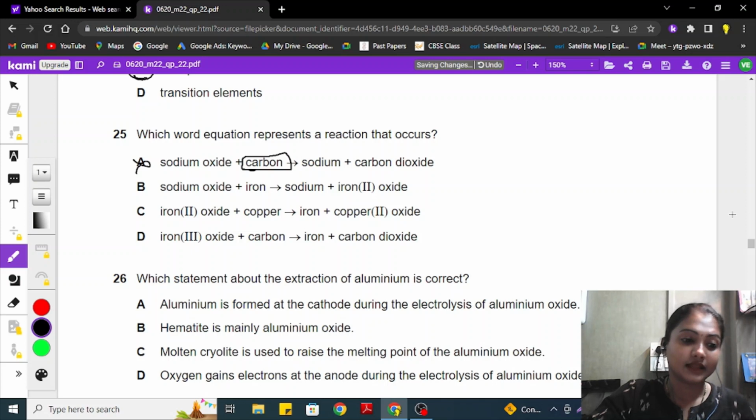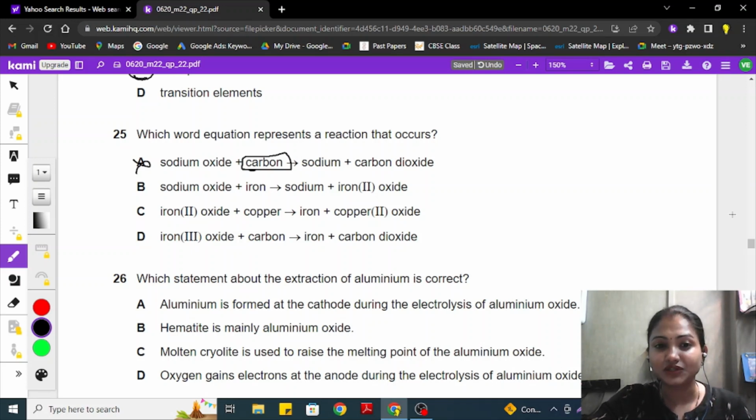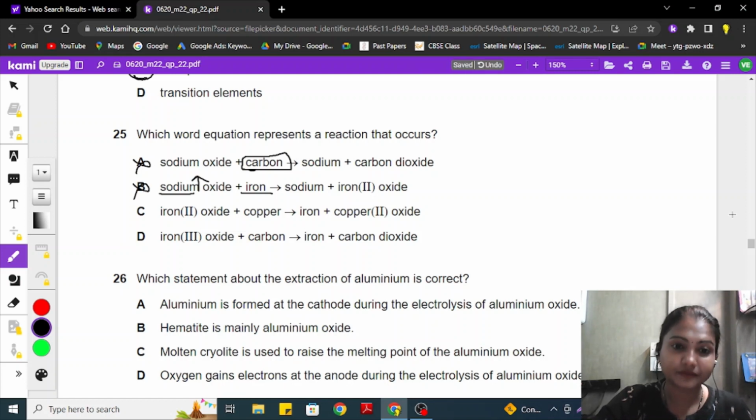Okay. Then let's move to the next reaction. Sodium oxide is reacting with iron. It is forming sodium and iron oxide. Now, this is also not possible. It is a displacement reaction, but sodium is more reactive than iron. So, iron can't displace oxide from it. This is also not going to happen. Iron oxide is reacting with copper. It is forming iron and copper oxide.